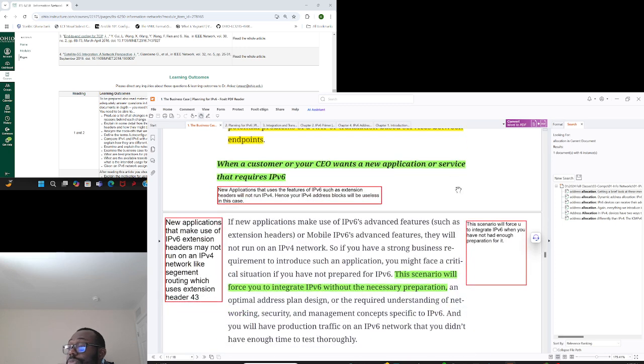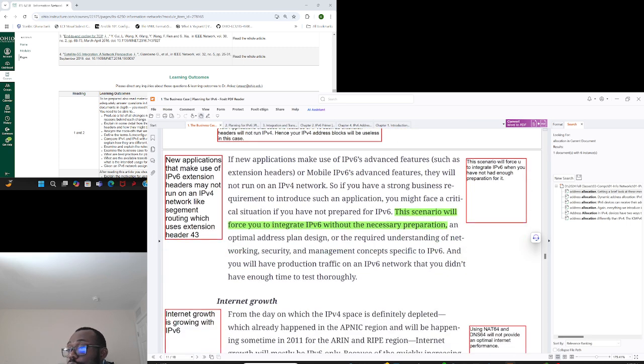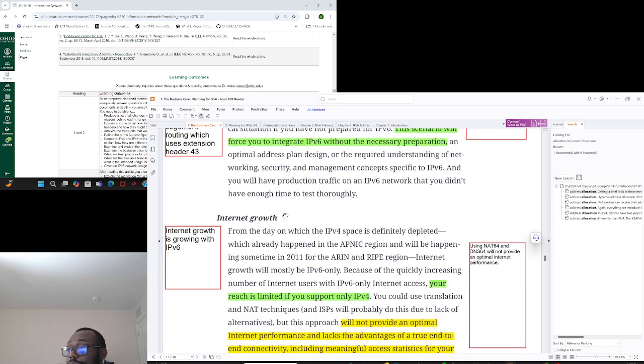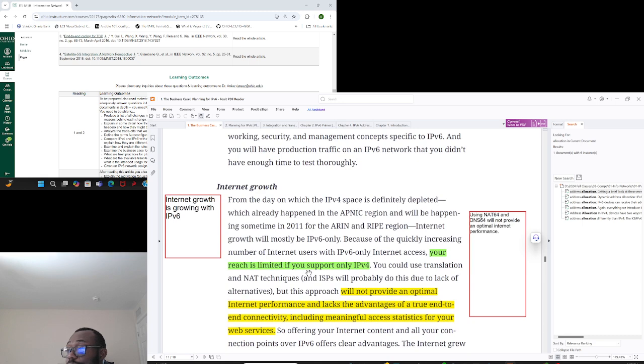Also, when your customers or applications are driving you, it will put you under very huge pressure. In terms of internet growth, you reach a limit where if you support only IPv4, you cannot do much. You will not provide optimal internet performance and you lack the advantages of true end-to-end connectivity, including meaningful access and statistics for the website. So in terms of internet connection, it is going to be IPv6. You don't want to be using NAT64 and the like because that adds overhead and processing delay. We are entering a world where latency is key. So as much as we want to deploy IPv6 end to end, right?